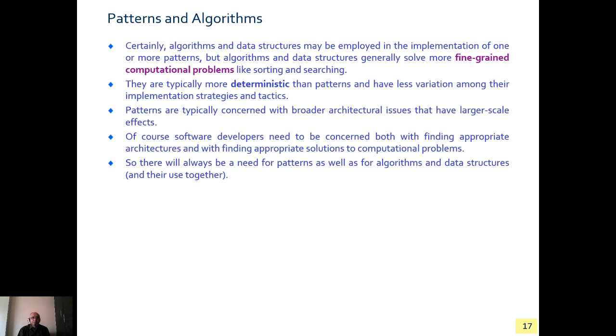Patterns and algorithms are very closely associated with each other. The algorithms and data structures solve fine-grained computational problems. Examples are sorting and searching, from your dictionary. They are more deterministic than the patterns, so you have complexities which can be mentioned. And again, the theory of NP will come over here. And software developers need to be concerned about finding the architectures and how to migrate them to idioms, right?